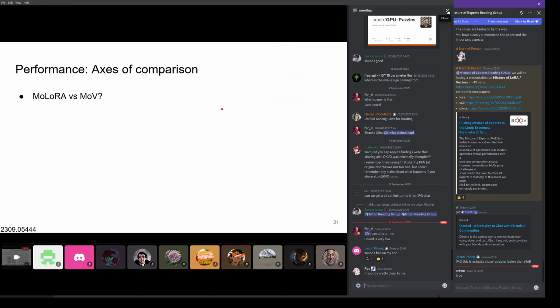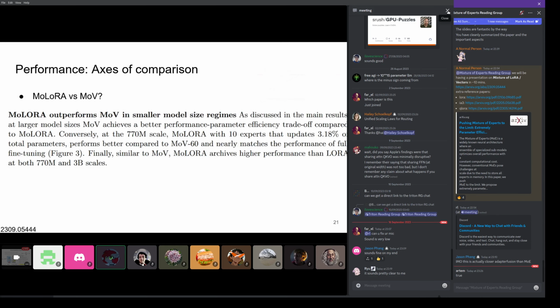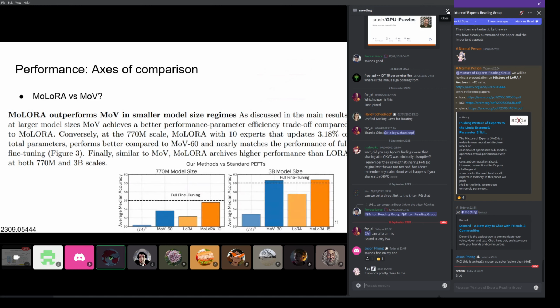Another way that you could compare is by checking whether a mixture of LoRAs is better than a mixture of IA3s. And the paper handles this question well. They do a series of ablations on different model sizes, and they generally come to a conclusion that, for their task, a mixture of LoRA is more important when their model size is smaller.